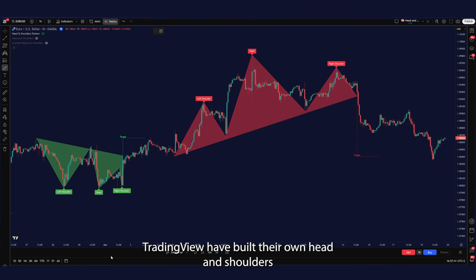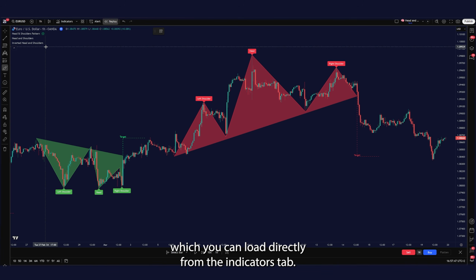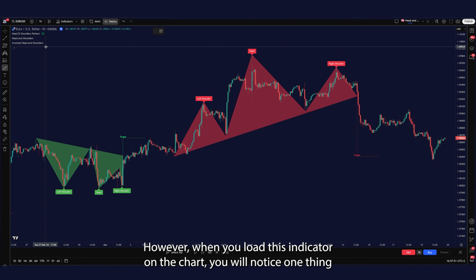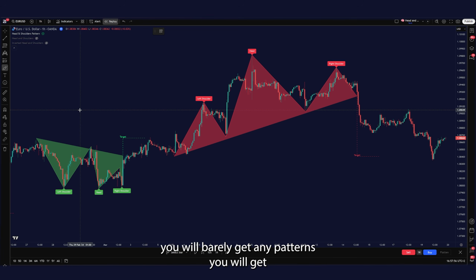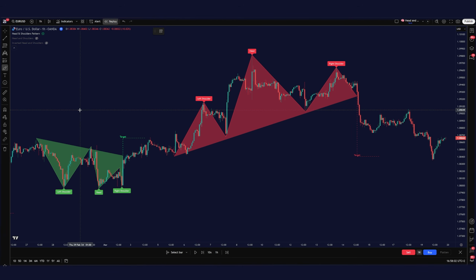TradingView has built its own head and shoulders and inverted head and shoulders indicators, which you can load directly from the indicators tab. However, when you load this indicator on the chart, you will notice one thing. You will barely get any patterns. You will barely get any head and shoulders or inverted head and shoulders. Something is off with their own inbuilt pattern recognition algorithms.